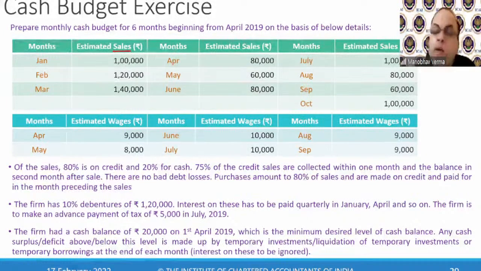Firm has to make the advance payment of income tax as well. And then they're talking about a cash balance, and they're saying that 20,000 is the minimum cash balance you need to keep, and any cash above this would be probably looking at a temporary investment. And if there is a shortage, you could be having temporary borrowings as well. Okay.